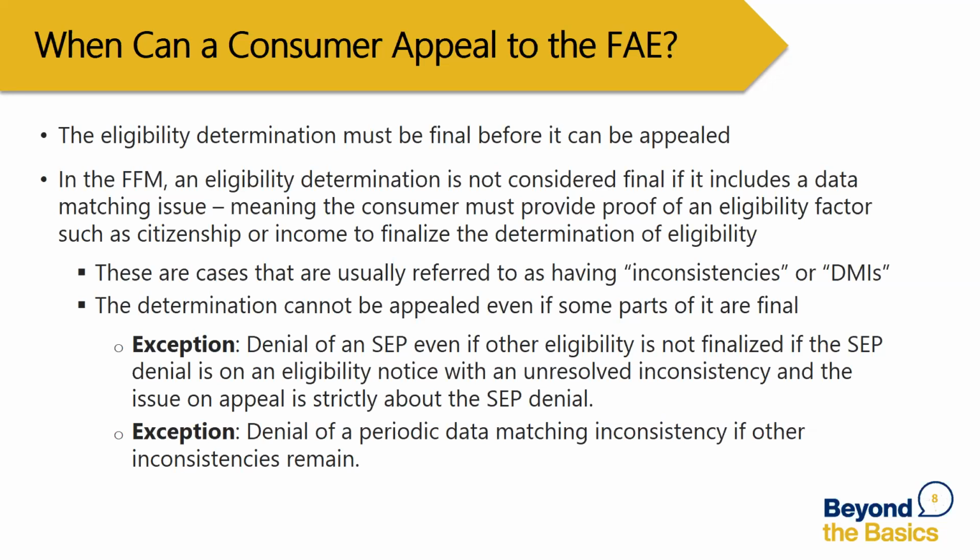And the second, again, is that sometimes individuals may actually have 2 data matching inconsistencies. They may have to provide information about their income and their citizenship status.